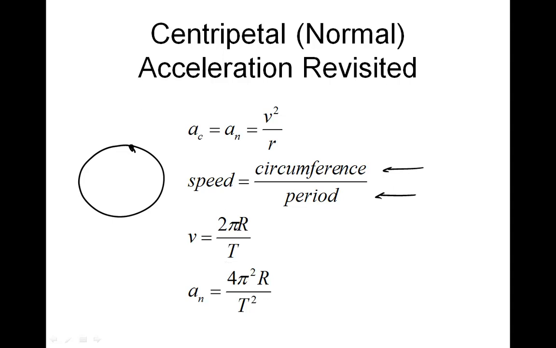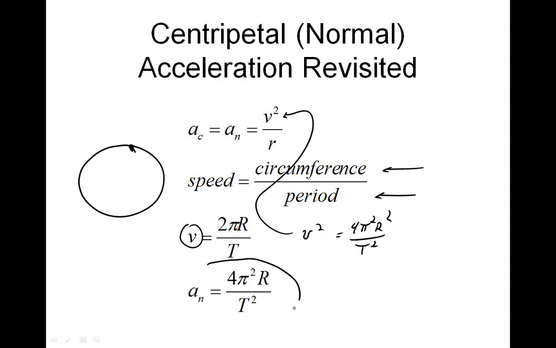If I was talking about the second hand on a clock, its period of motion is 60 seconds. If I take that v and square it, then v squared is equal to 4 pi squared r squared divided by the period squared. If I substitute that into this equation, then I get the normal or centripetal acceleration, same thing, equal to 4 pi squared r divided by the period squared. All right, so let's run through an example.